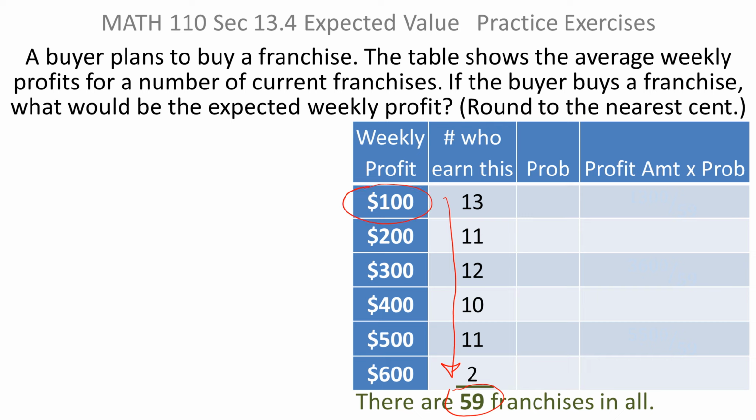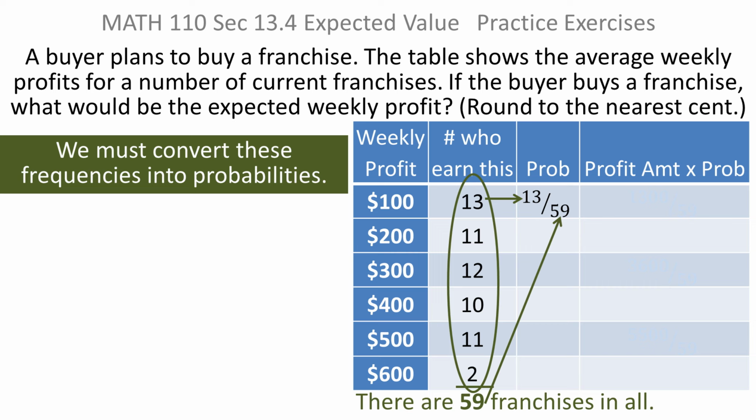So the probability of having a profit of 100 is 13 over 59. The probability of having a $200 profit is 11 over 59. The probability of having a $300 profit is 12 over 59. A $400 profit is 10 over 59. A $500 profit is 11 over 59. And a $600 profit is 2 over 59.